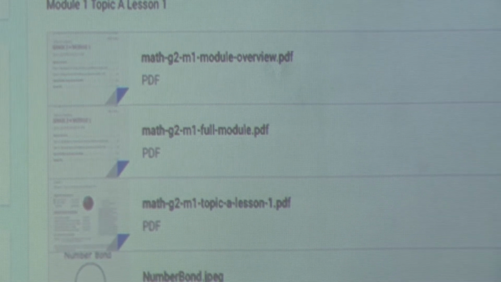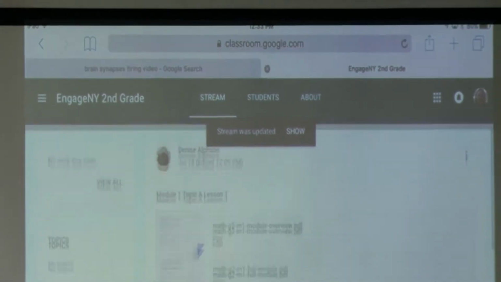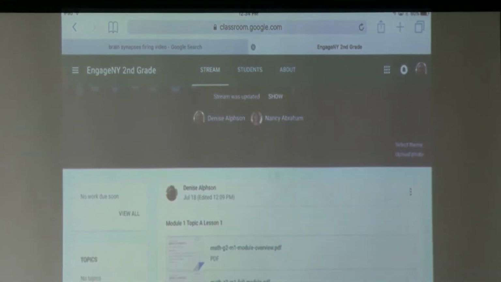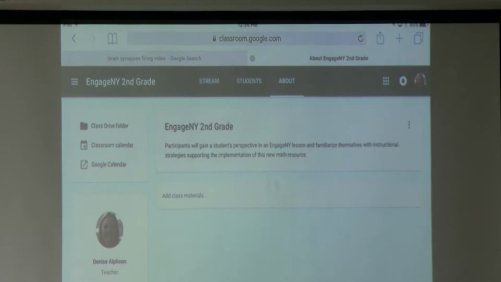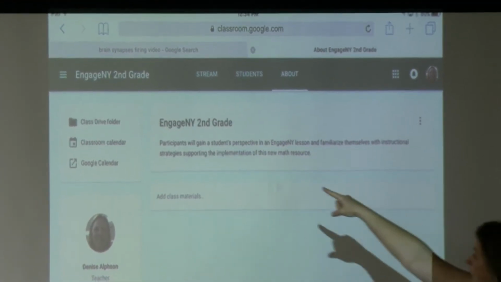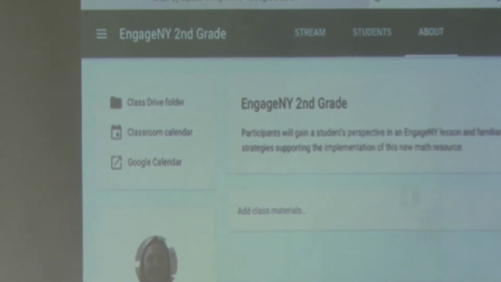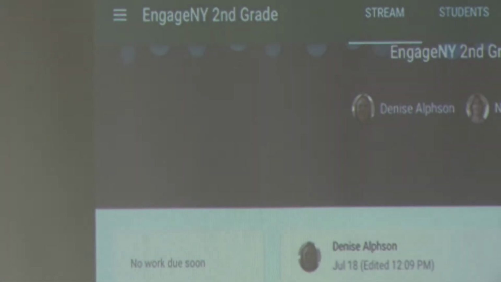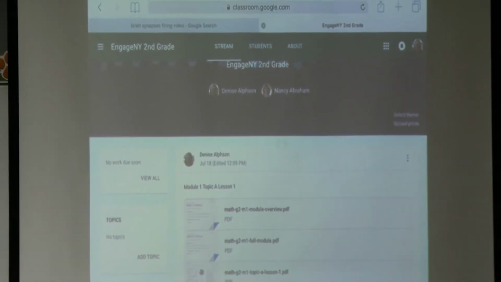Everything that we're going through is on this stream. And then also in the About section, there is a class drive folder that has everything loaded. So you can go back through this at any point in time and refamiliarize yourself with it. Okay?